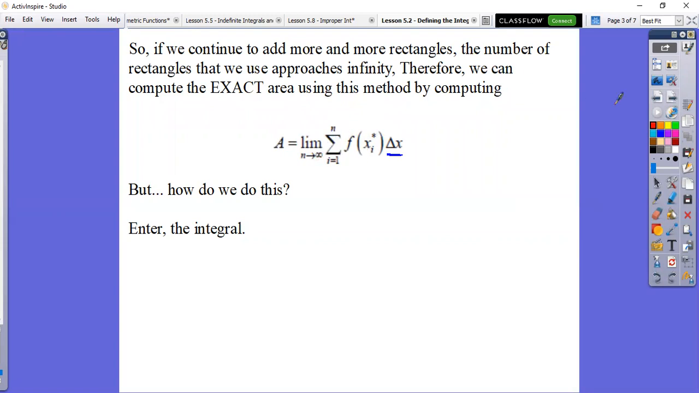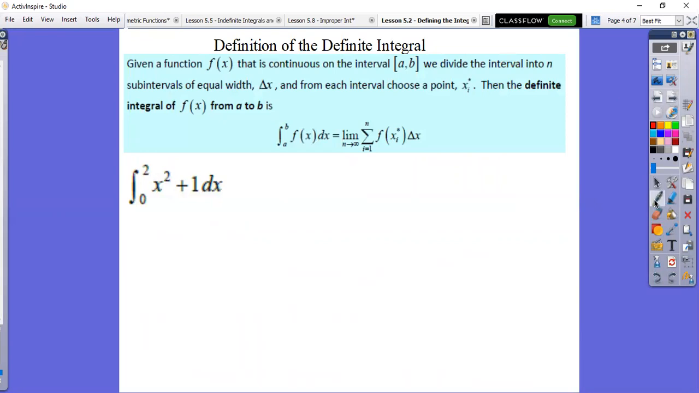So to do this, we're going to use the integral. So up here, this is the definition of the integral. Basically, this notation right here is the integral from a to b of f of x dx. Right here, this dx tells us what we're integrating with respect to.